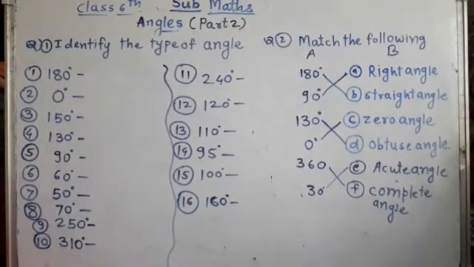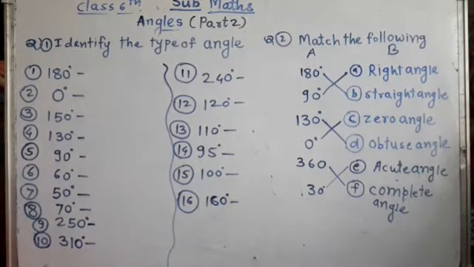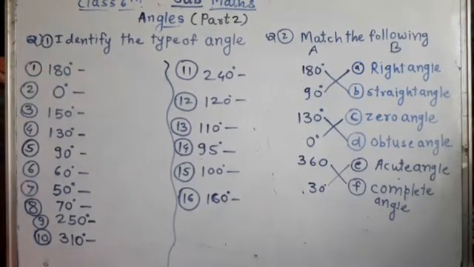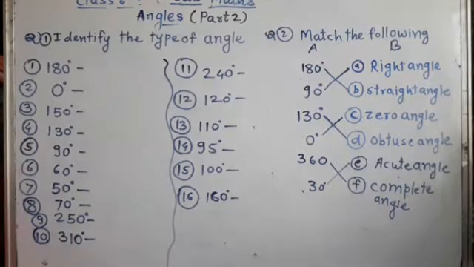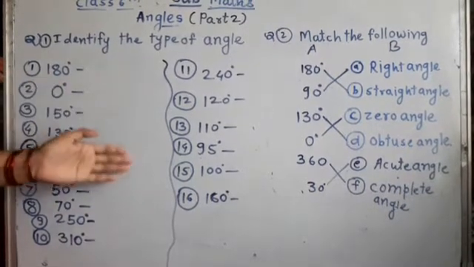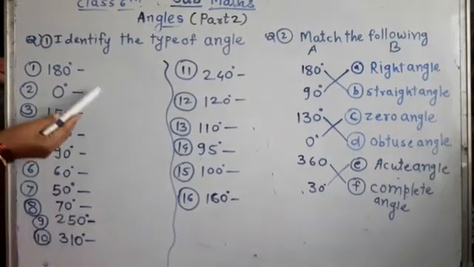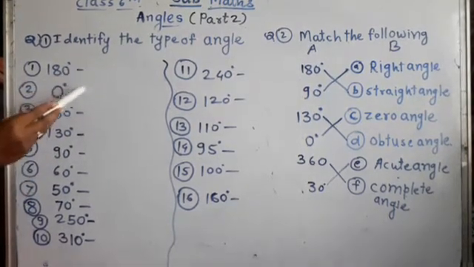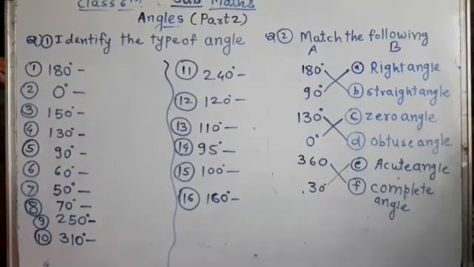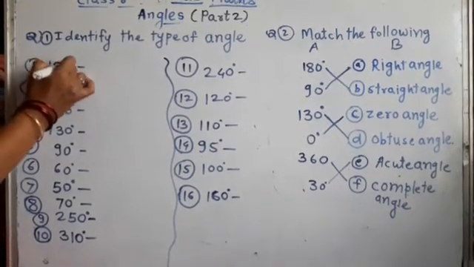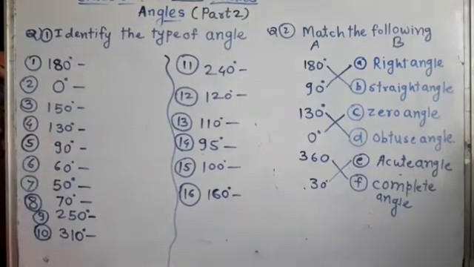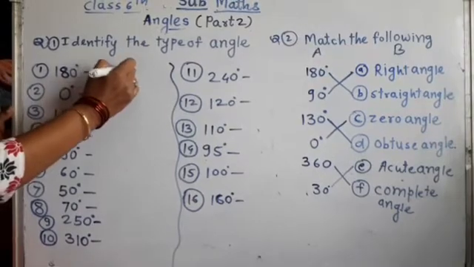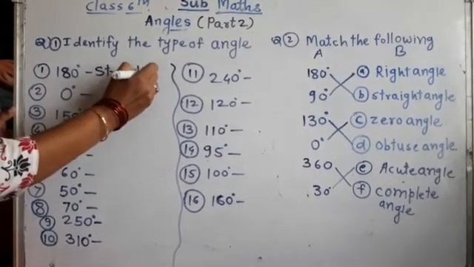Let us see some examples of types of angles. Let us see the first example. Identify the type of angle. All these measures are given here. With the help of these measures, we have to write the name of the angle. Which type of angle is this and which type of angle is this? Let us see. 180 degree. Already we have seen in our definitions, 180 degree is the measurement of a straight angle. So this is a straight angle.